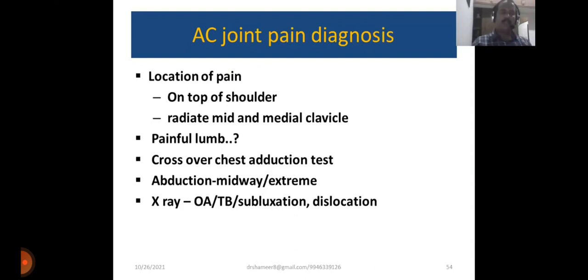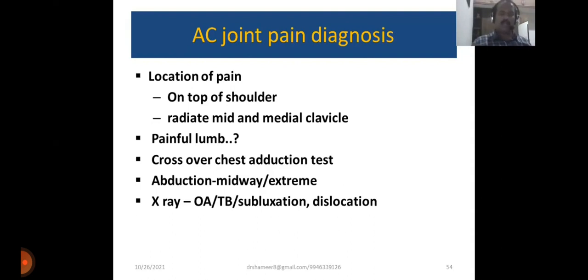In other conditions, if the patient has a history of a fall or a weight falling over the shoulder, or a fall with the elbow flexed, in both cases the patient may develop AC joint pathology.